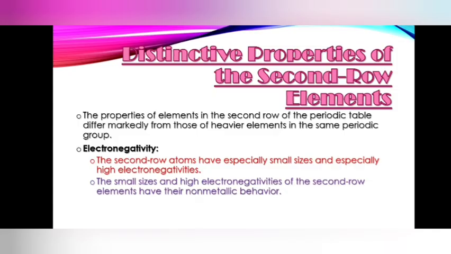The first one is electronegativity. The second row atoms have especially small sizes and high electronegativities. This is a distinctive property of a second row element, that their size is especially very small and their electronegativity value is very high. The small size and high electronegativity make them behave as non-metals. So the second row elements are non-metallic in behavior.